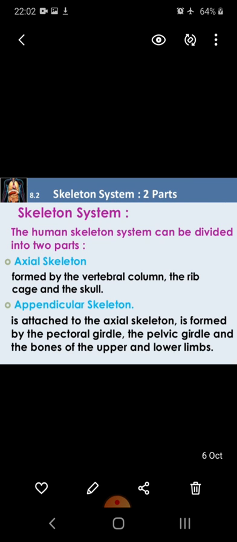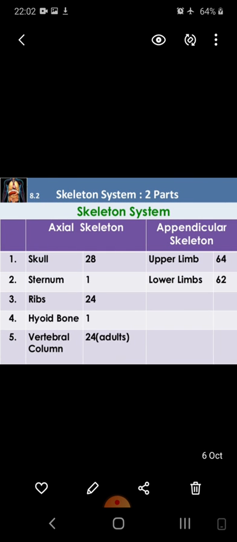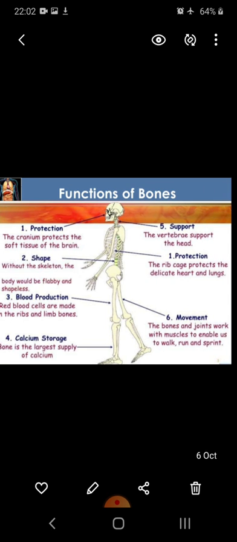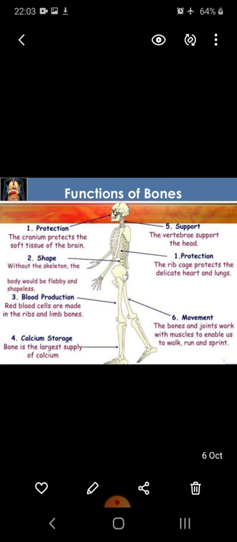So this is the axial skeleton bones classification, and now we will discuss the appendicular skeleton classification. In this, we have 64 bones in the upper limb and 62 bones in the lower limb. So this is the classification of bones in the appendicular skeleton. I have explained to you the axial and appendicular skeleton. Now we will discuss the functions of bone.